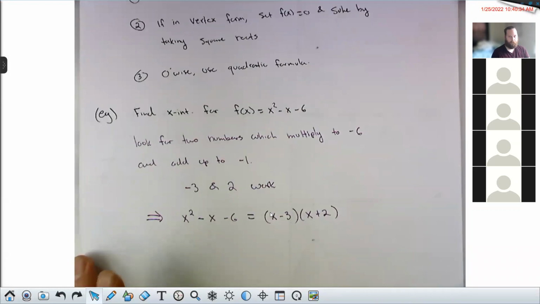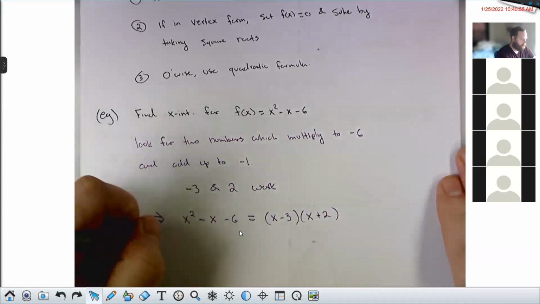Hopefully we all remember how to foil. You take your firsts, that's x times x, which is x squared, your inners and your outers, so that would be x times 2 or plus 2x minus x times 3 or minus 3x, which is minus x, and then your lasts, minus 3 times positive 2 is -6.